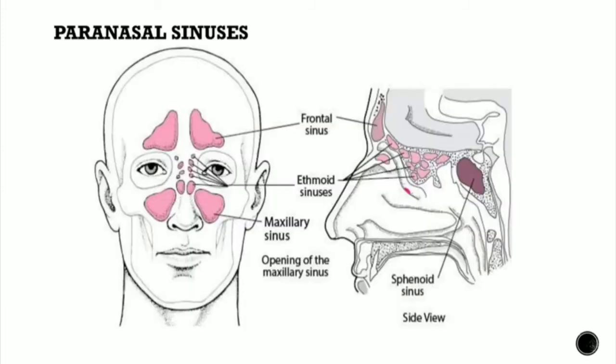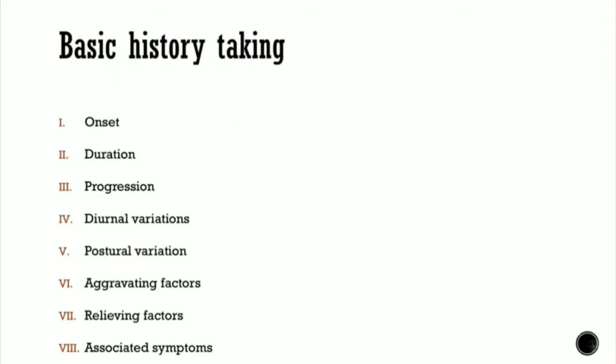Paranasal sinuses are the air-containing cavities situated within the bones of the skull. There are 4 in number on either side. The anterior group includes the maxillary, frontal, and anterior ethmoidal sinuses. The posterior group includes the posterior ethmoidal and the sphenoid sinuses.